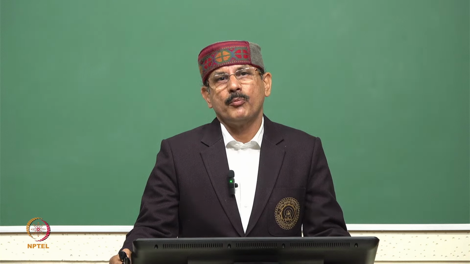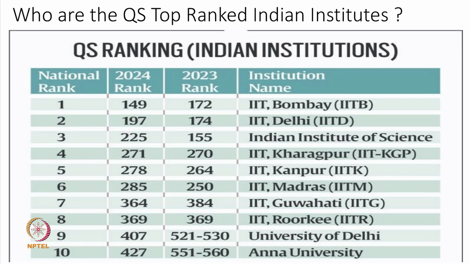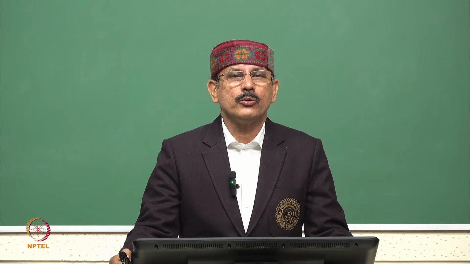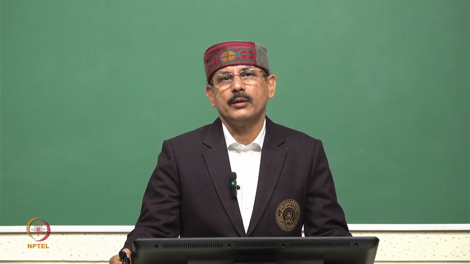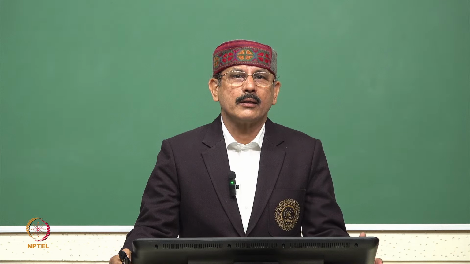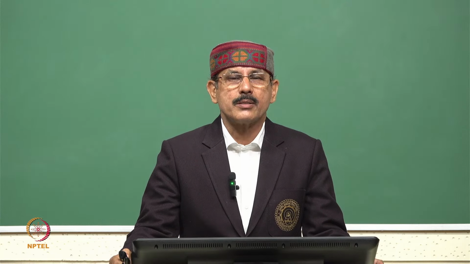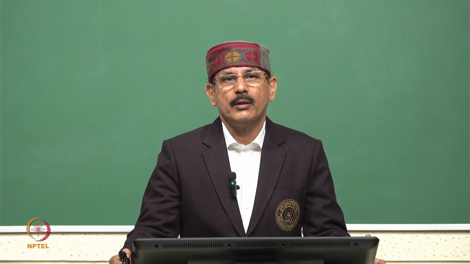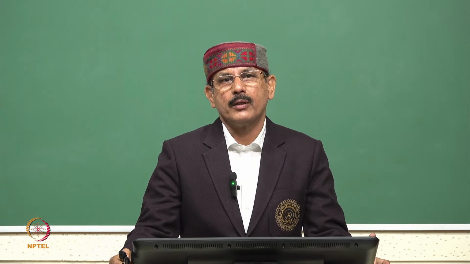Now, if you see the performance of Indian institutions in the QS ranking 2024, only 2 institutions have ranked within the first 200, that is IIT Bombay and IIT Delhi. In the year 2023, 3 institutions were within 200: IIT Bombay, Delhi, and IISc Bangalore. The other ranked institutions are IIT Kharagpur, Kanpur, Madras, and at the university level, Delhi University and Anna University. These are the 10 institutions performing quite well in the QS ranking.